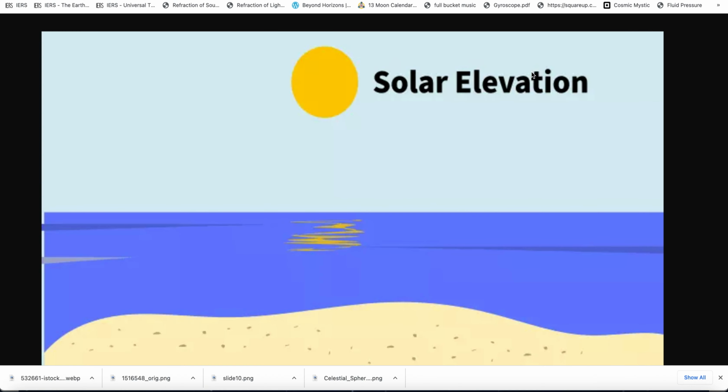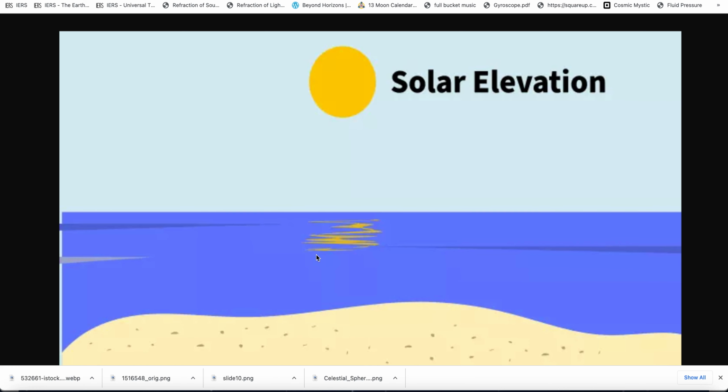Okay, so this diagram here, this is the most important part of this whole video. And why it's the most important part is because it's showing the horizon and the sun above the horizon, and you as an observer looking at it. Okay? Because this is what we see in reality. Although this is a diagram, in reality, this is the view we see.